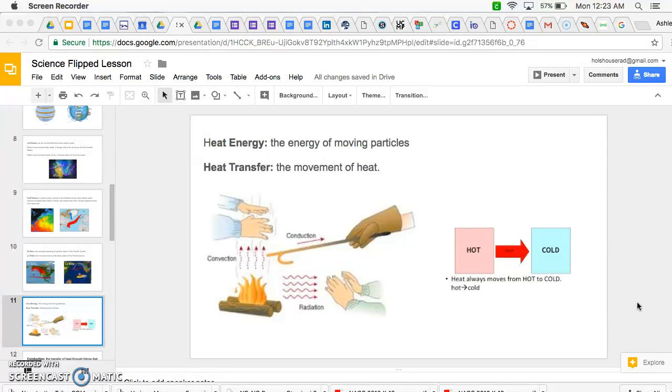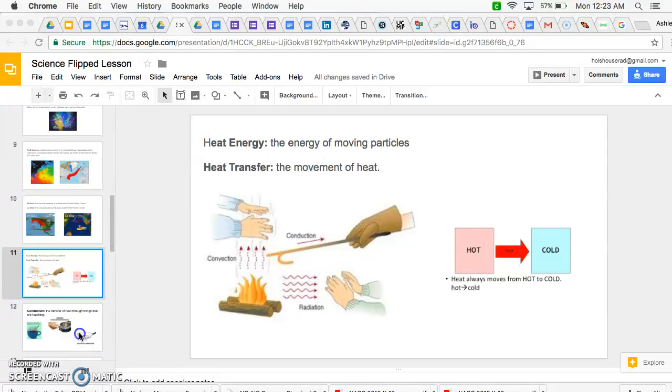Heat transfer is the actual movement of heat, and thermal energy is heat. So thermal energy is a reference to heat. Heat transfers three ways: through convection, conduction, and radiation. Remember, heat always moves from the hot object to the cold object. Always hot to cold. So, all the different ways heat transfers.